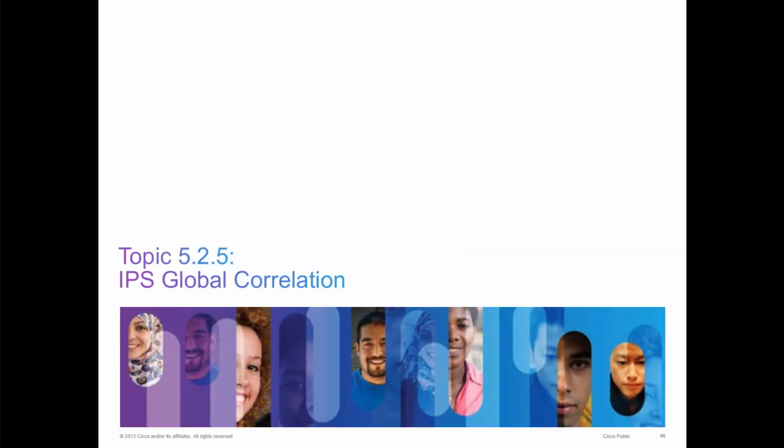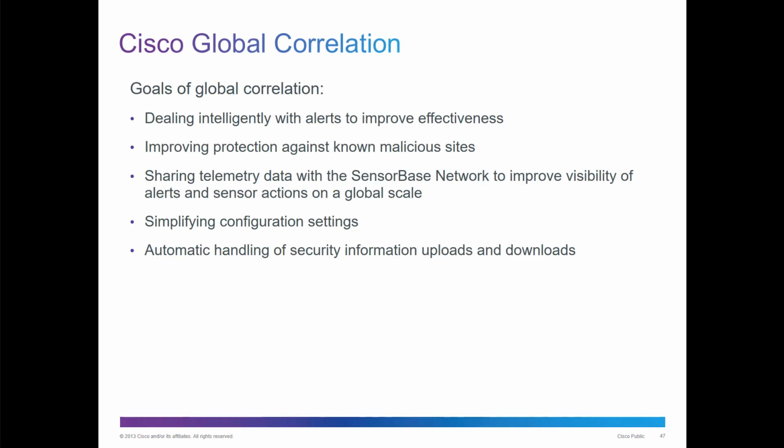Understanding the global correlation for our IPSs. Basically, part of this deals with the integrity of the alerts and improving efficiencies, improving protection against known malicious sites, sharing telemetry data with sensor-based networks to improve visibility, simplify configuration, and automatically handle security information uploads and downloads. When you work together, this is possible.